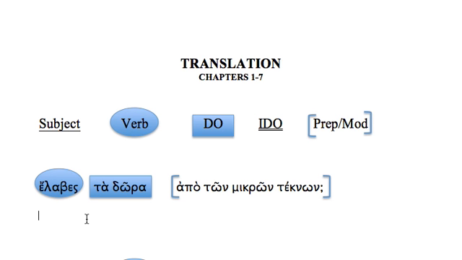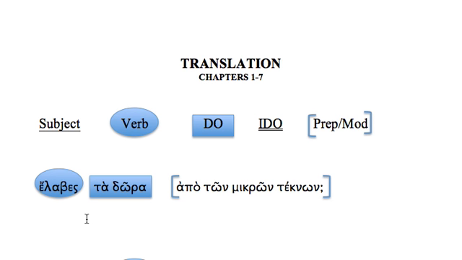So the tenses that we have learned up to this point have been present, future, imperfect, and the aorist. Before we classify that, let's take a look at elabes. What verb is it from? If you will recall, elabes is from the verb lambano.